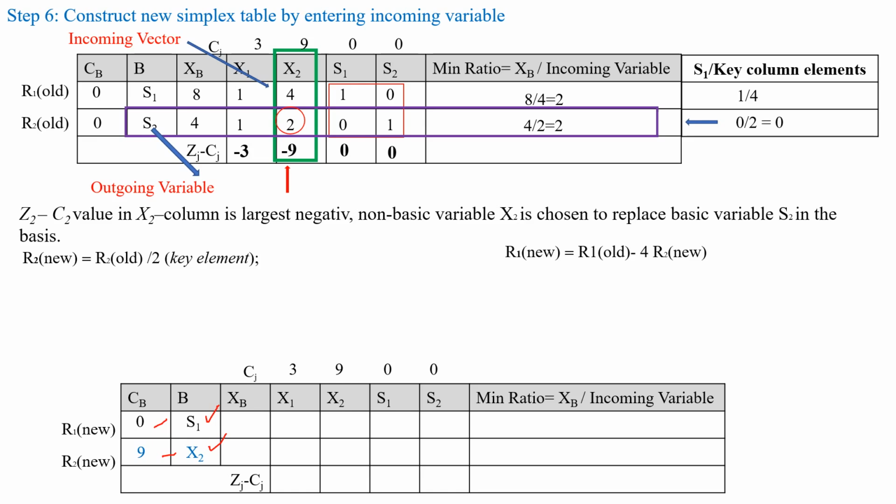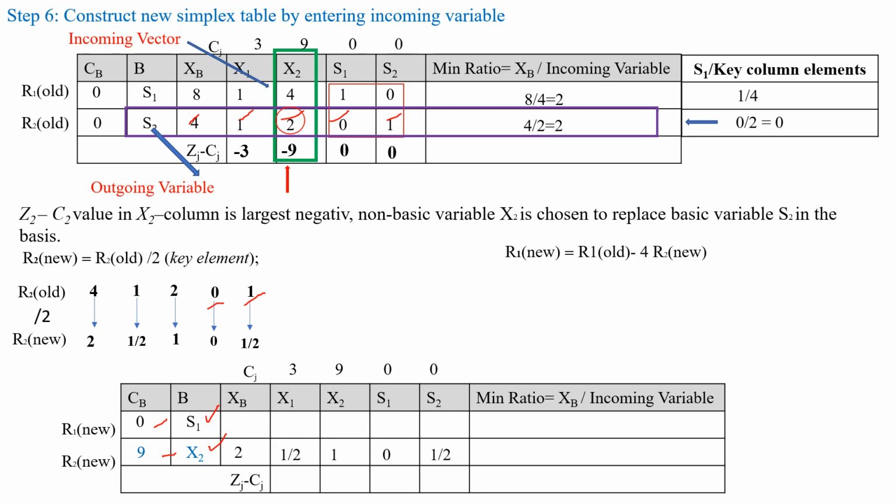So first we do the first row operation, that is R2 new equals R2 old divided by the key element. Here the key element is 2. The R2 old elements are 4, 1, 2, 0, 1 and divided by 2. Then R2 new will become 4 by 2 is 2, 1 by 2 is 1 by 2, 2 by 2 is 1, 0 by 2 is 0, and 1 by 2 is 1 by 2. Then we have to enter these R2 values in the new table.